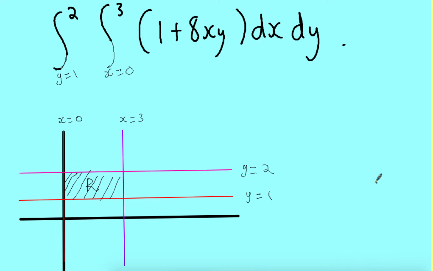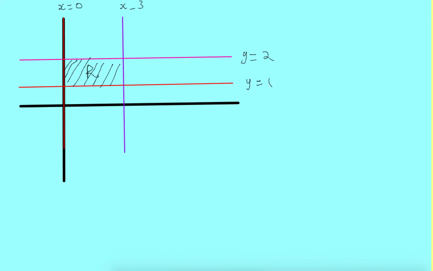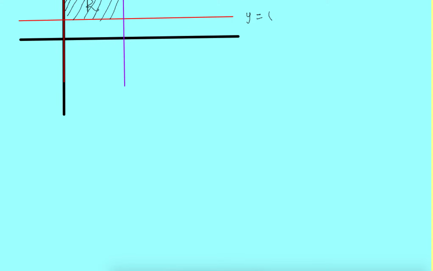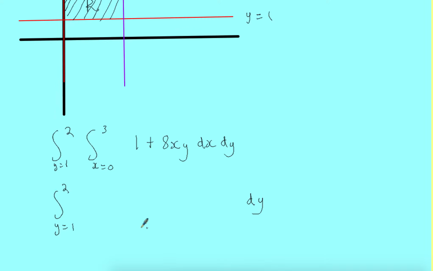Right, so let's actually work out how to do this integral. I've showed you what the region is, let's work out the integral. So it was the integral between 1 and 2, y equals 1 and x equals 0 and 3 of 1 plus 8xy dx dy. Right, so as I said before, we're going to do this internal integral first, right? So this bit now outside is staying the same. So integral between 2 and y equals 1 and my dy is staying the same. Right, simple as that.